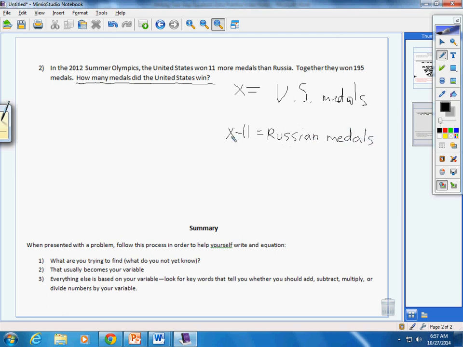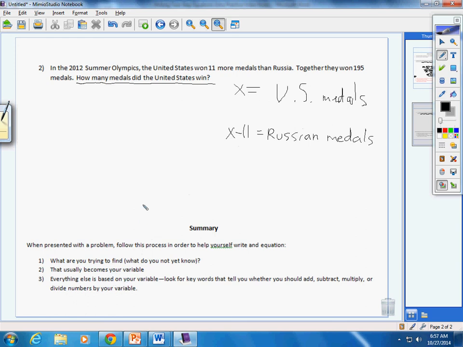And that makes sense. US medals, so even if, let's say they won 50, then 50 minus 11, that means Russia would win 39. Obviously that's not right, because those don't add up to 195. But I'm just plugging in a number. That's what that means. Now, in order to solve this, we've already done step 1 and step 2.